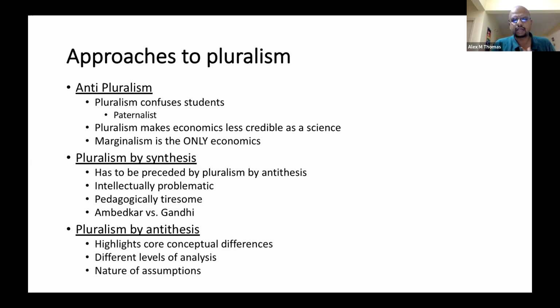And what are the features of that? We highlight the core conceptual differences between, let's say, Hayek, Keynes, and Marx, and also argue that there are different levels of analysis: in some cases you might choose a macroeconomic analysis, in some cases you might want to do an input-output analysis, or in some cases a micro-based analysis. This also clarifies the nature of assumptions and how distinct they are, say, in the work of Marx, in the work of Hayek, or in the work of Keynes.